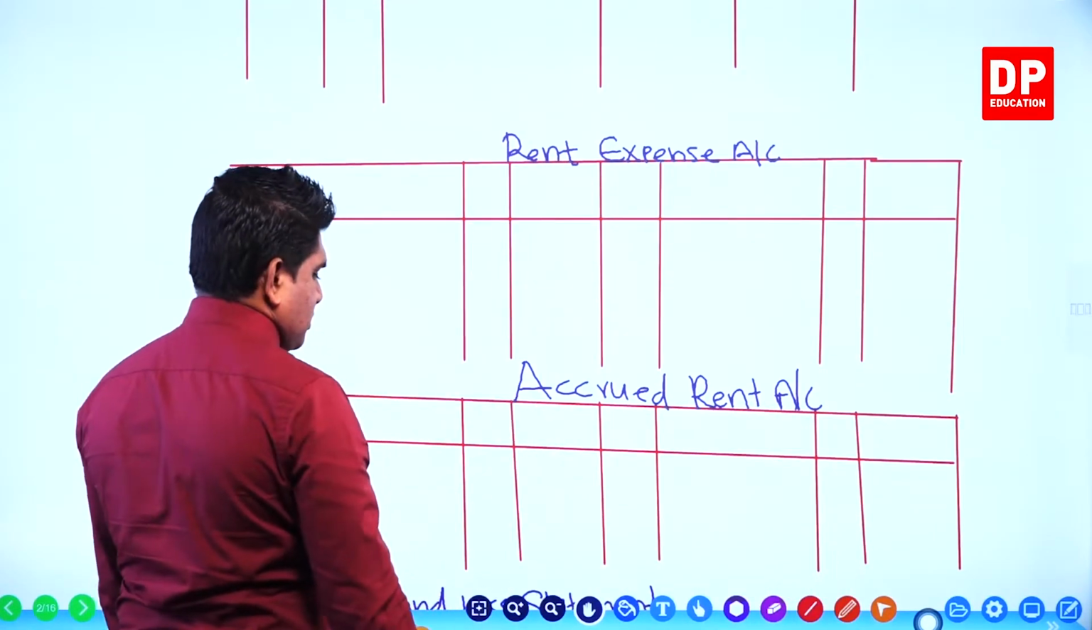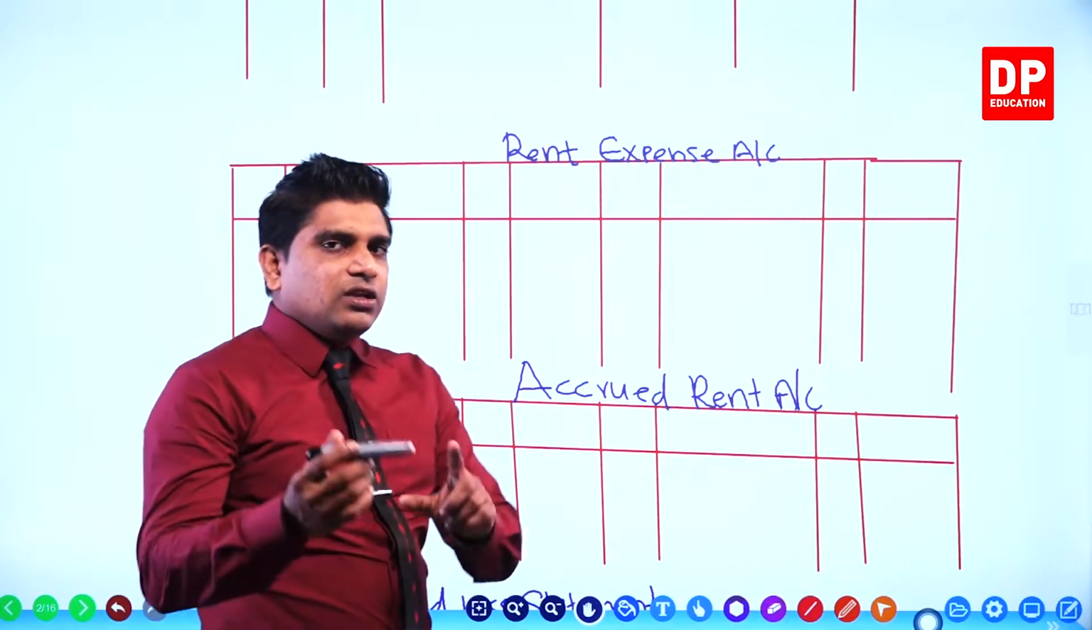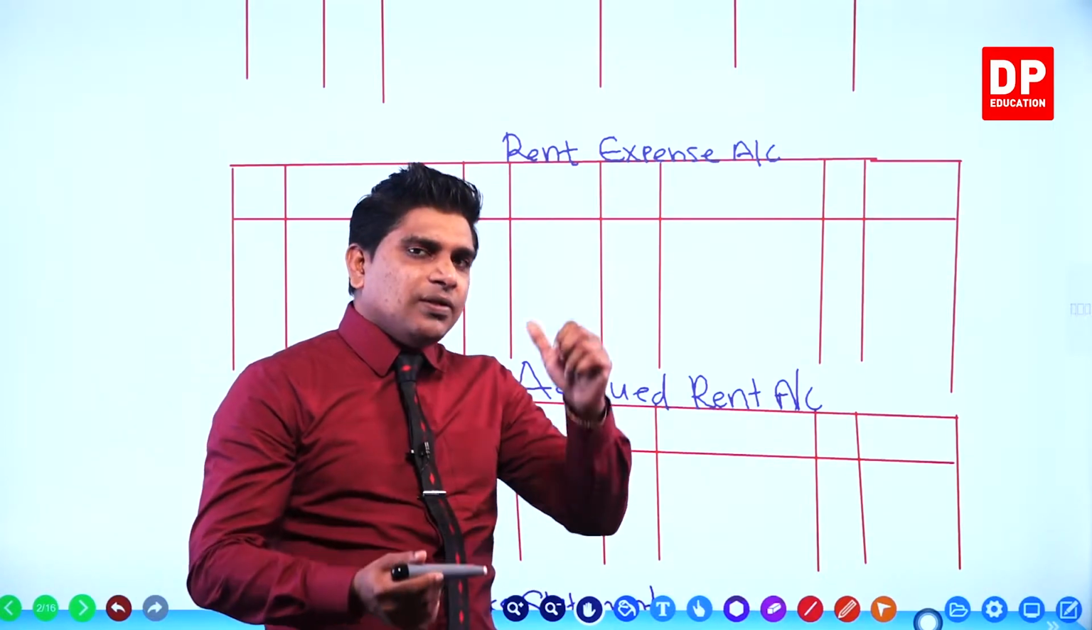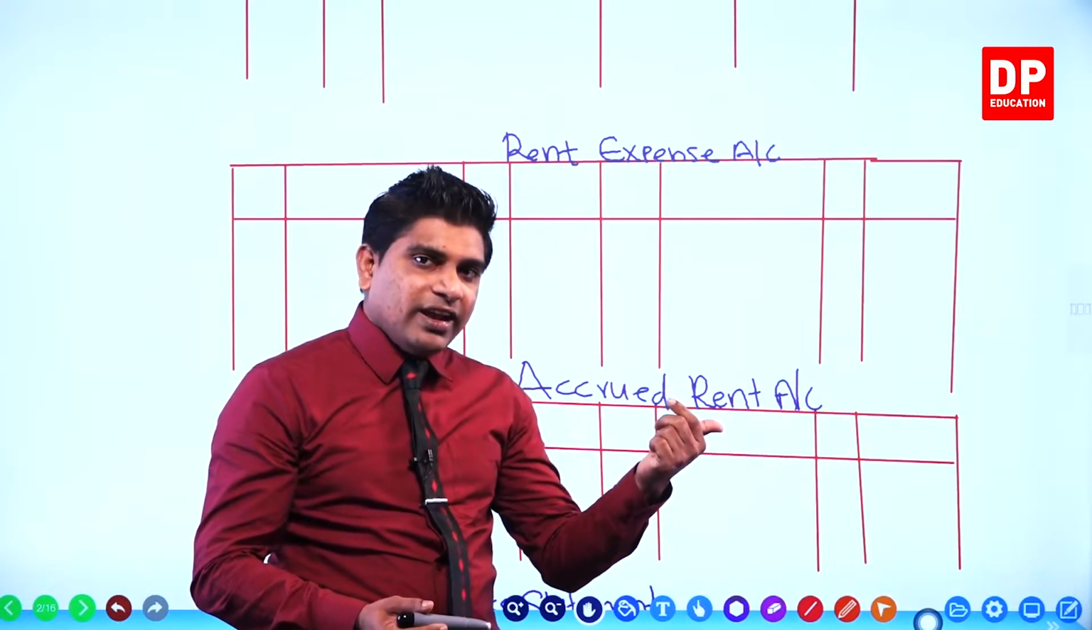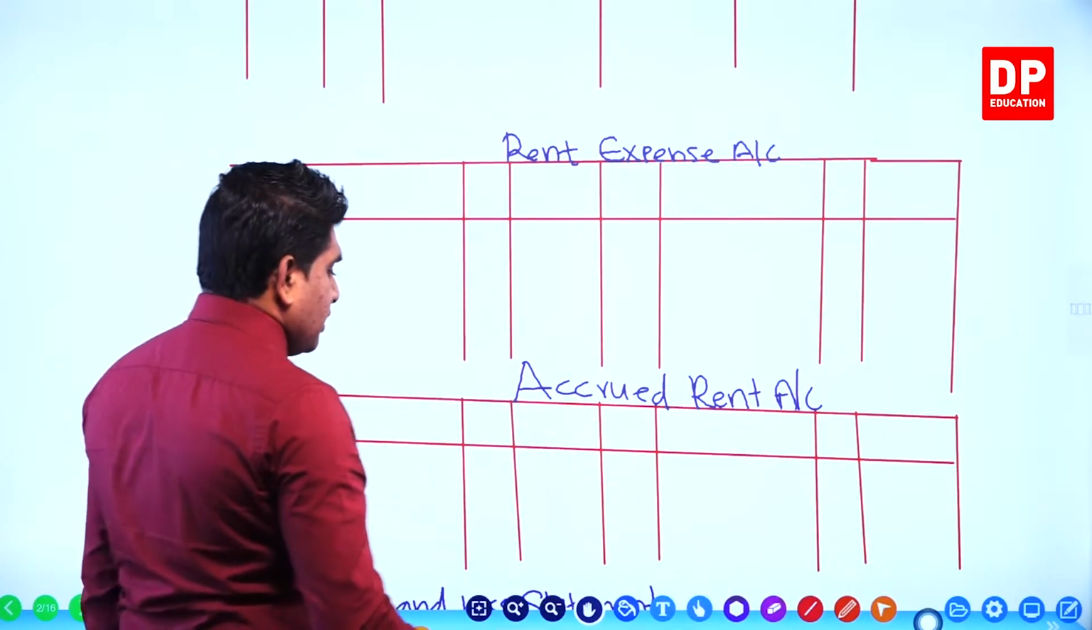Why? You can see 64,000 in the rent expense account because they already paid it, right? Okay, right?